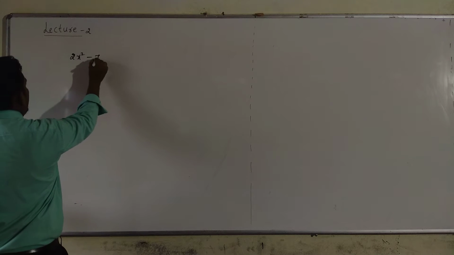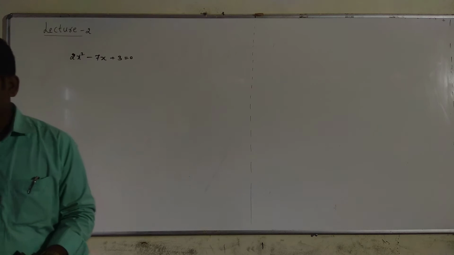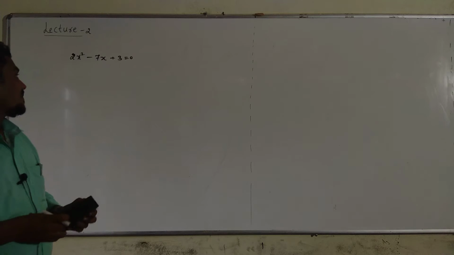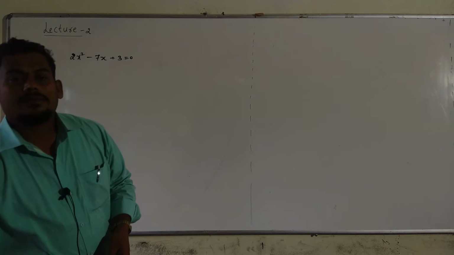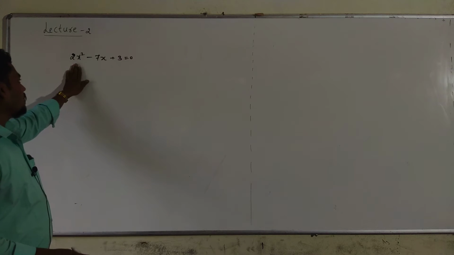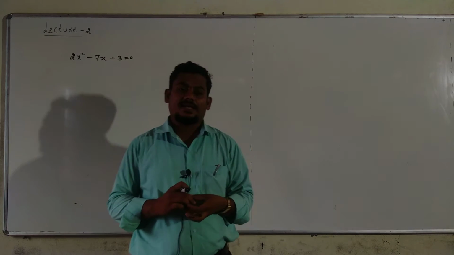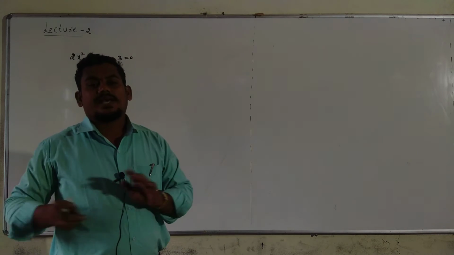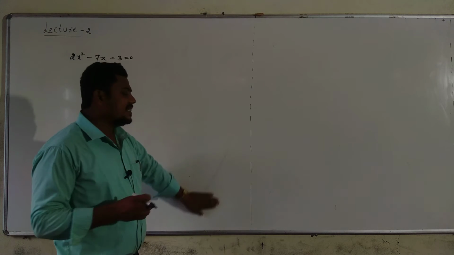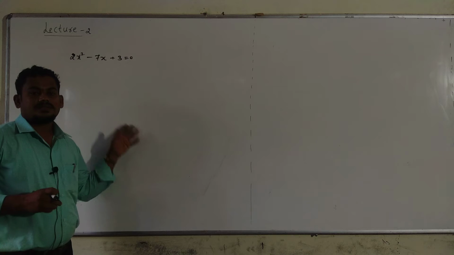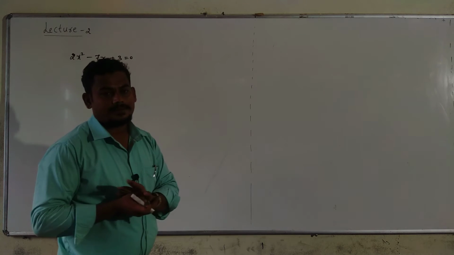2x square minus 7x plus 3 equal to 0. Solve the quadratic equation 2x square minus 7x plus 3 equal to 0 by completing the square, meaning making a perfect square. Make this quadratic expression in terms of a perfect square. How to do this?